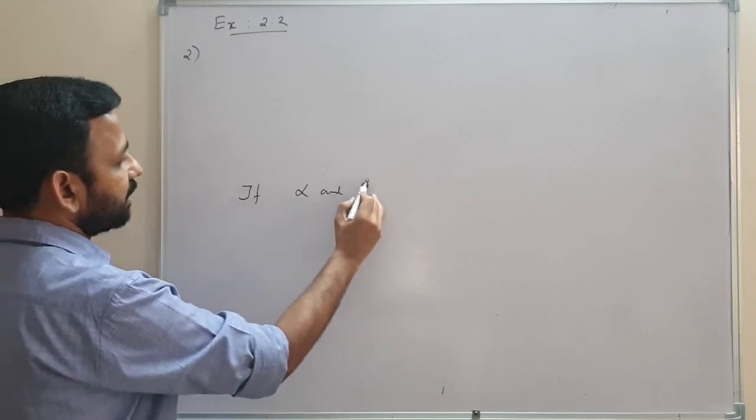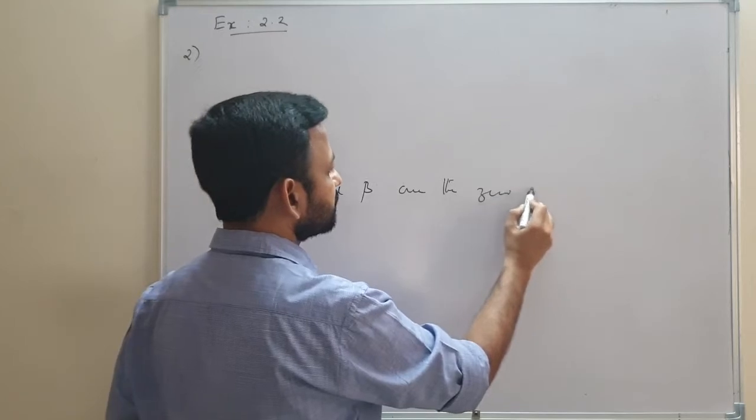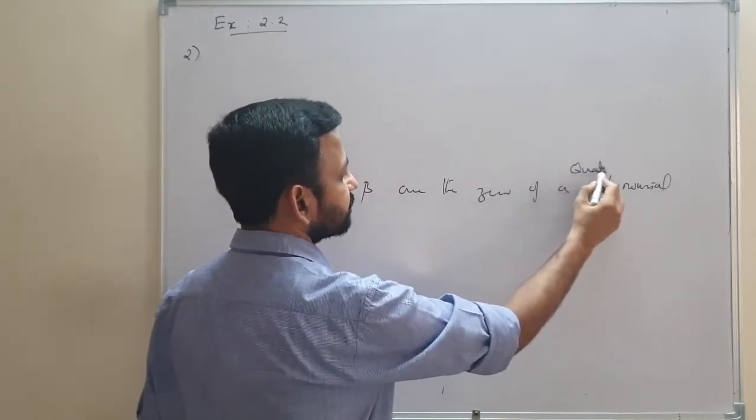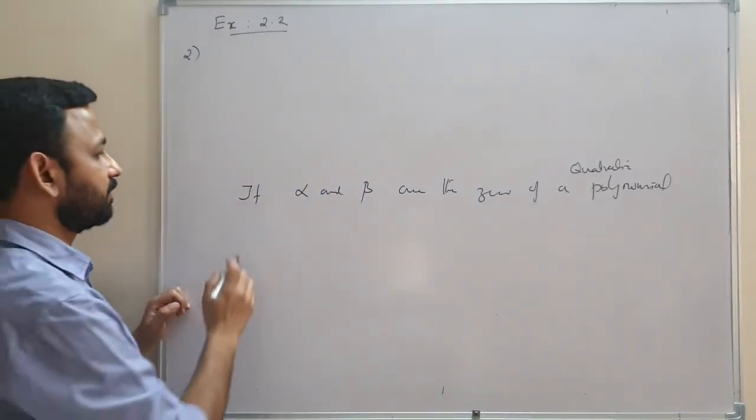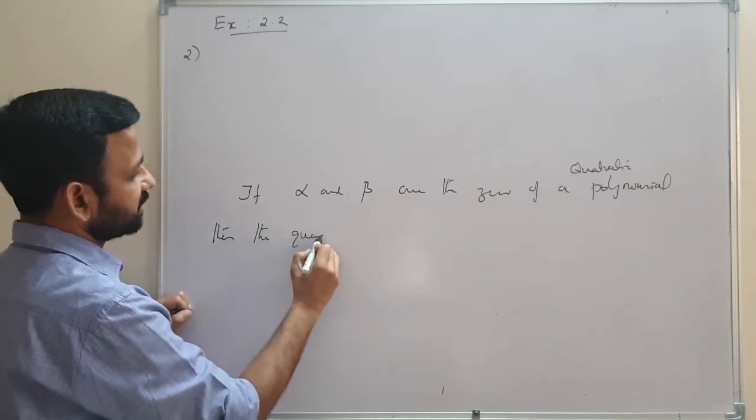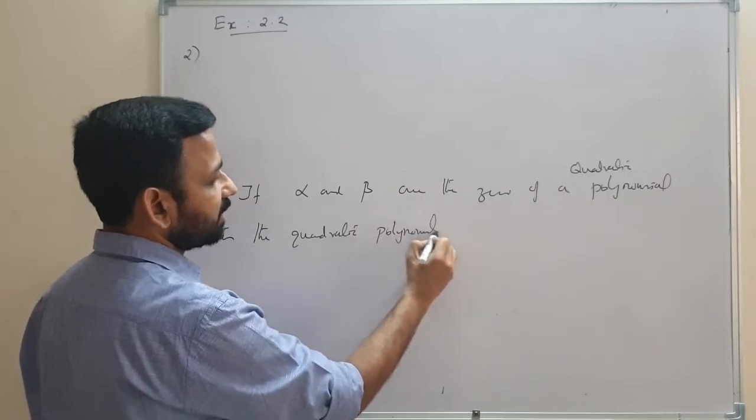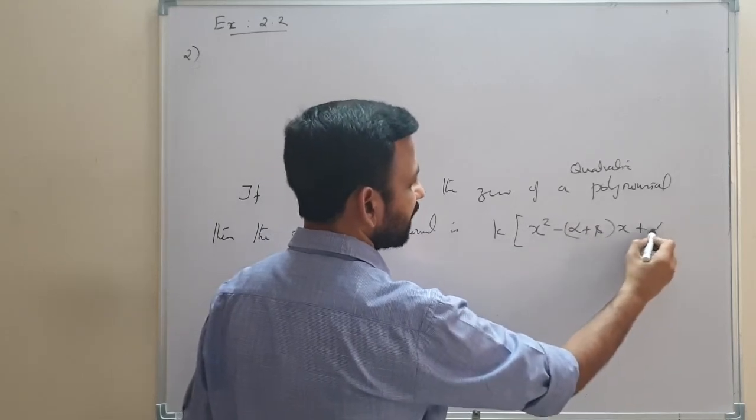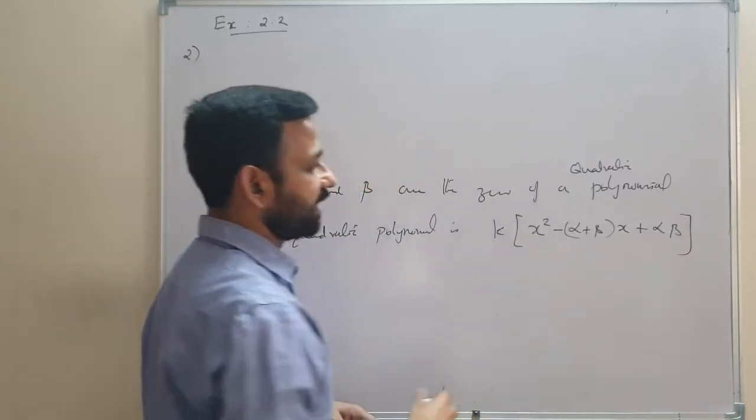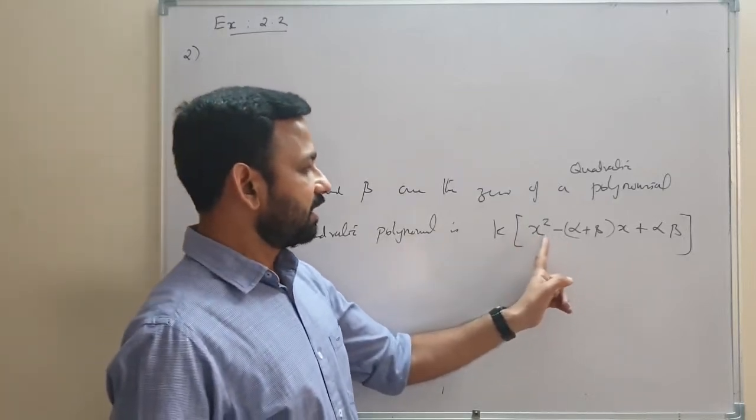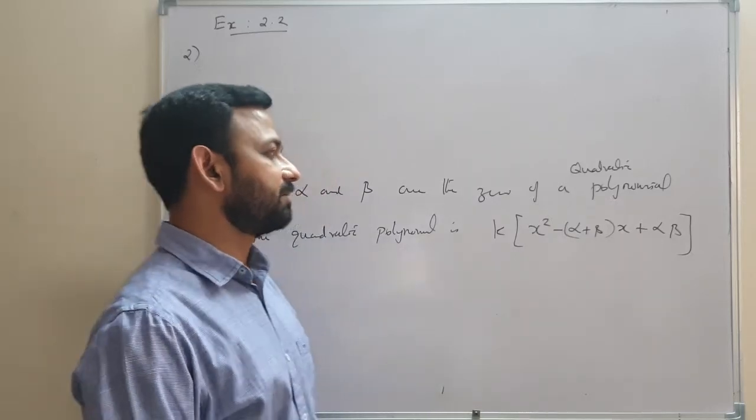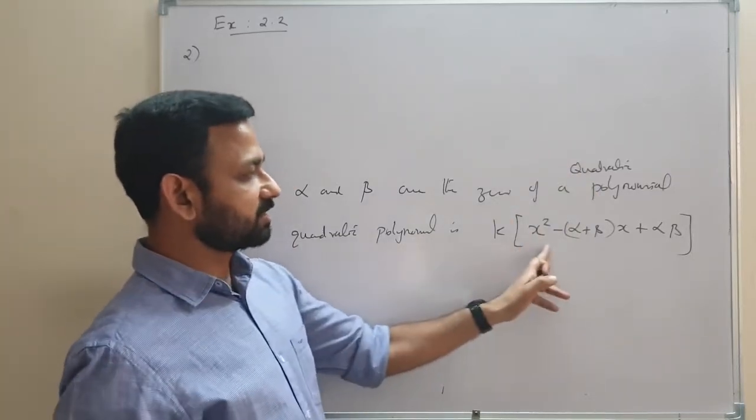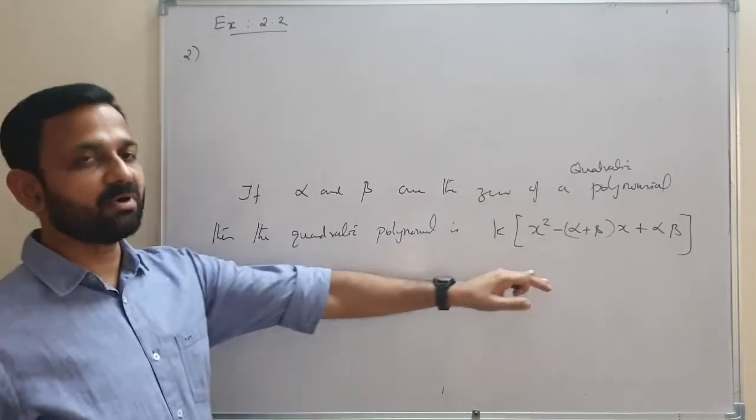If alpha and beta are the zeros of a quadratic polynomial, then the quadratic polynomial is k into x square minus alpha plus beta into x plus alpha beta. So here k is a real number, k can be any real number. So this formula is very, very important.